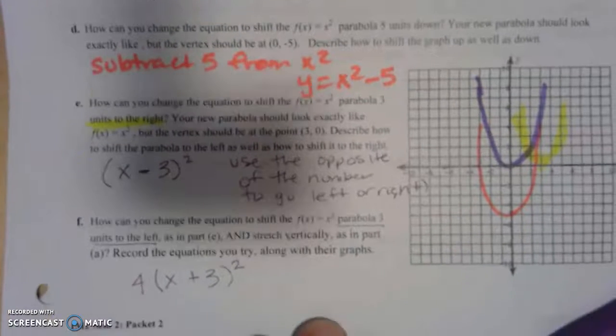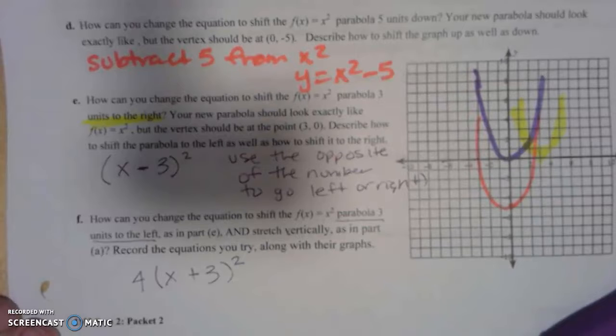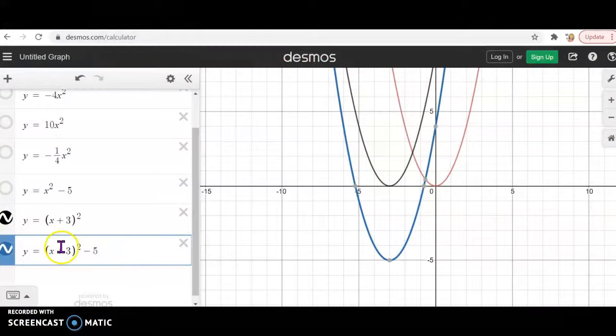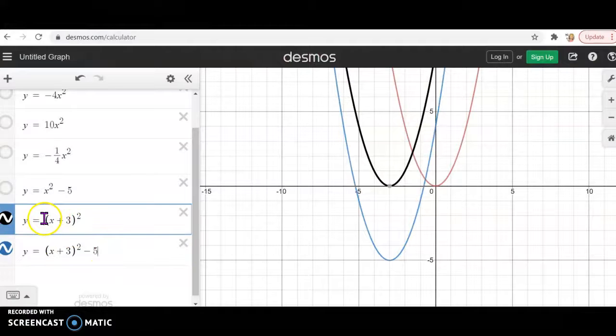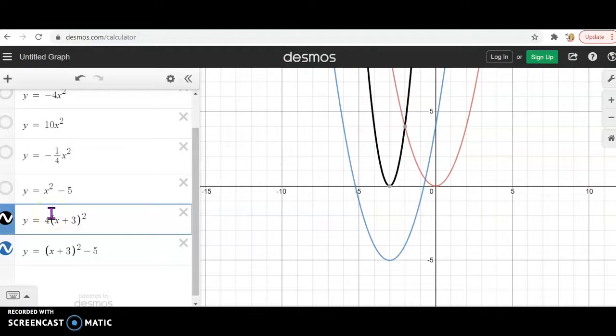Let's go to our graph, x plus 3 squared. We did try it, but it's good to see it again. Over here. So we did x plus 3, and then if I put a 4 in front, let me take this graph off. Now you see what I did is I moved it 3 units to the left, and then I stretched it, it got skinnier. All right, let's go back to the next page.